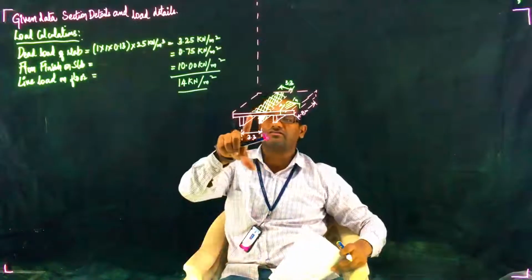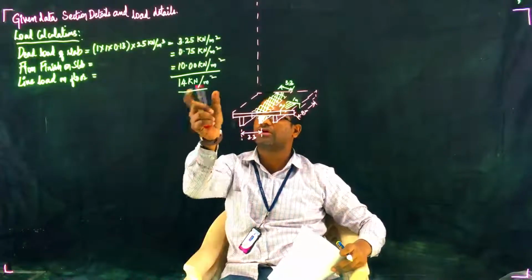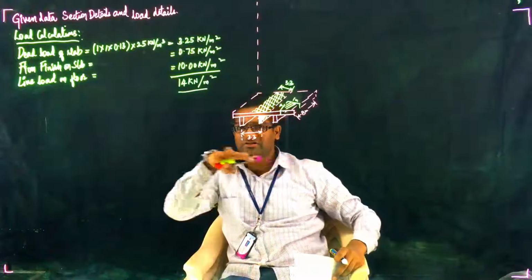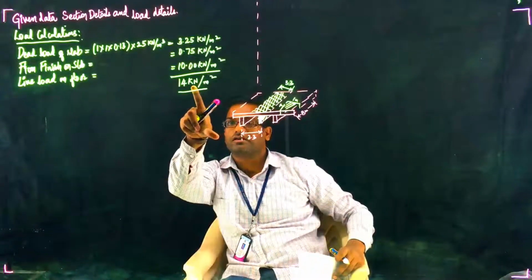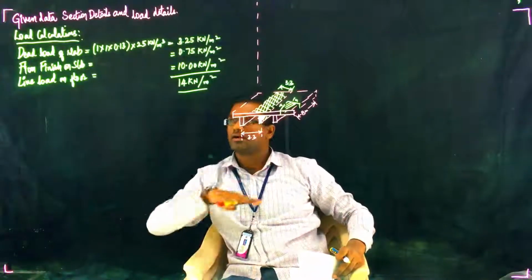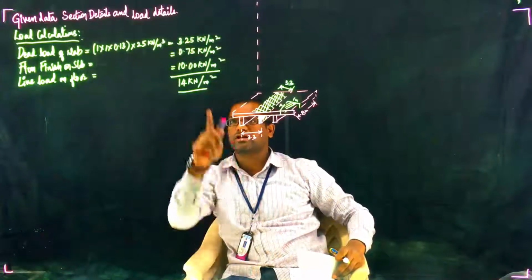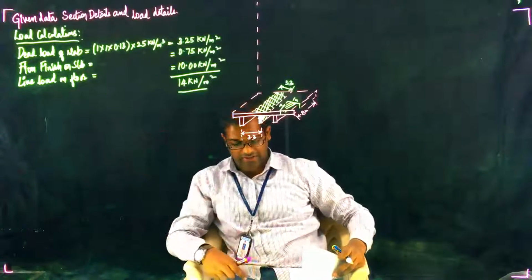So dead load of slab, dead load of floor finish and live load will give you a value of 14 kilonewton per square meter. Any load which is distributed on floor is denoted in kilonewton per square meter. So floor loads, live loads, these are all denoted in area. So that is why we have got 14 kilonewton per square meter. Fine. Now we have calculated this.